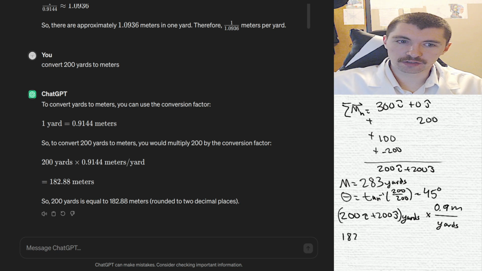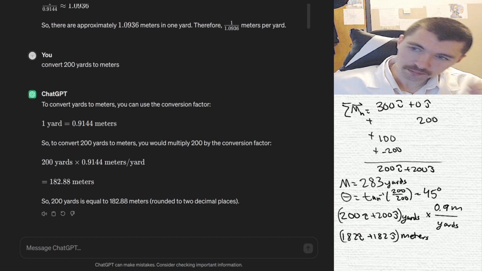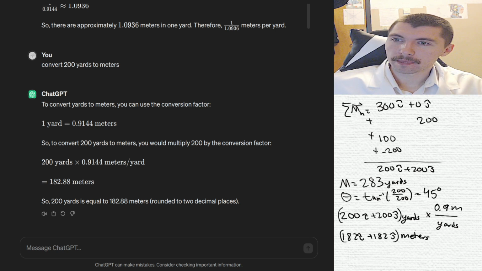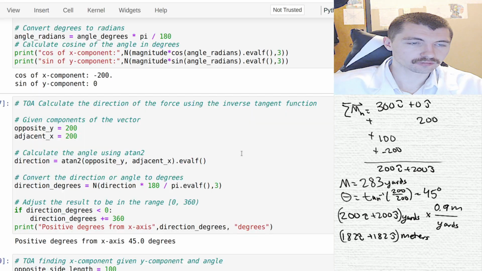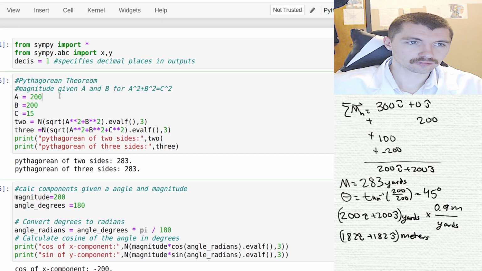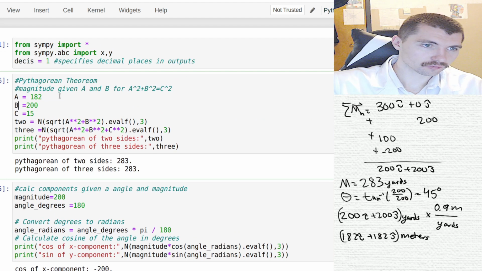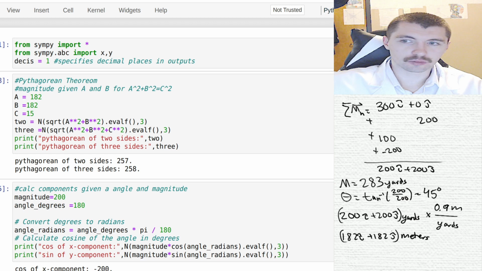We would get 182i plus 182j meters. So we would get 257 meters.